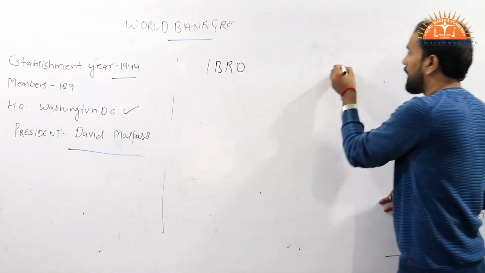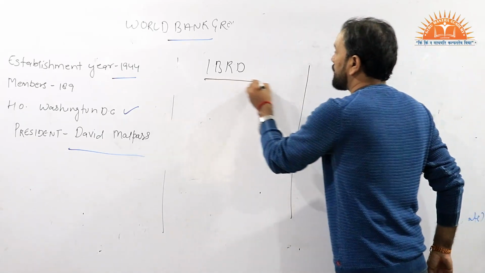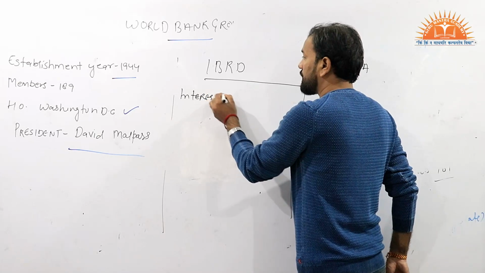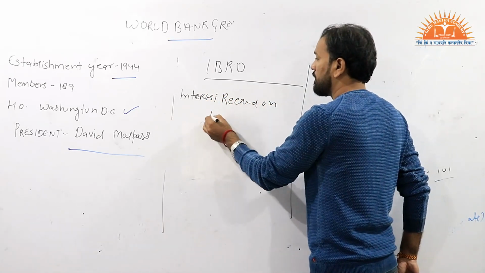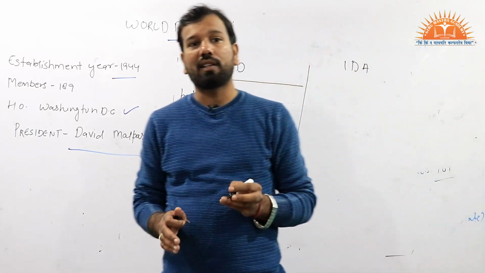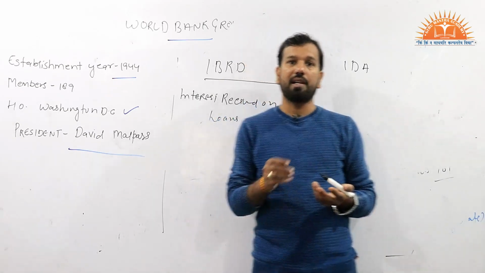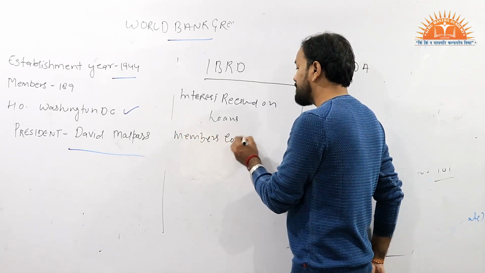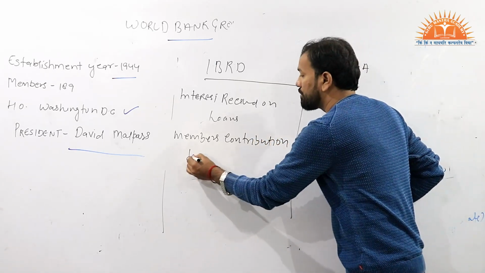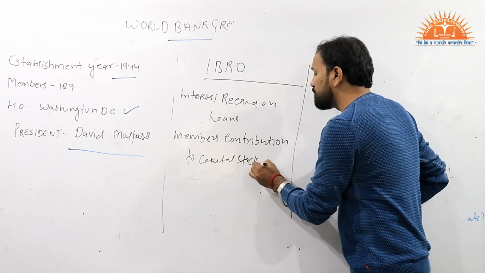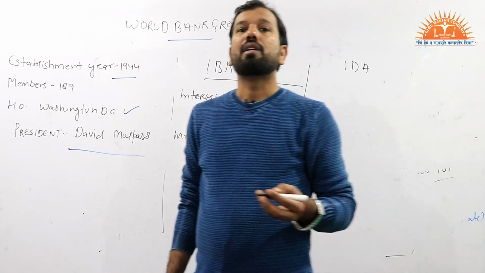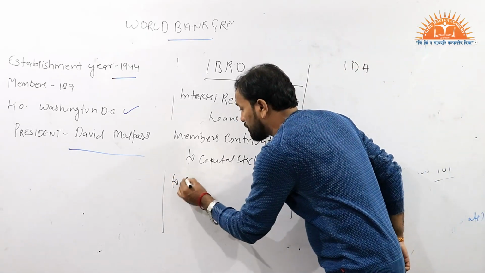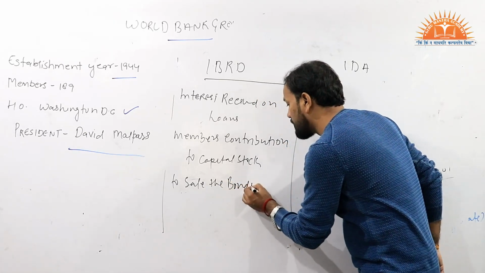Firstly, we will start with the IBRD. First, interest received on the loans. IBRD is just like a full-fledged bank. Whatever loans we take from the IBRD, it charges interest on those loans. Second, members' contribution to the capital stock. All those countries who are members of the IBRD need to provide some money to the IBRD. And third, selling bonds in the international market.